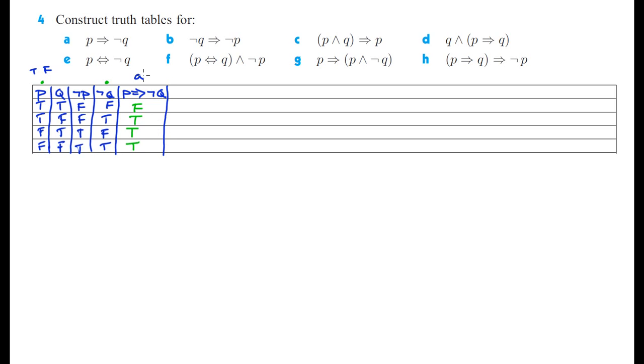Okay, so that's A. All right, B, we've got not Q implies not P. So we've got not Q. Let me do this just so we can try to make this as easy as possible. So we're going to do this in red. So we're going from B, we've got not Q implies not P. Not Q is first, and then not P is second. So we've got to go from this to that.